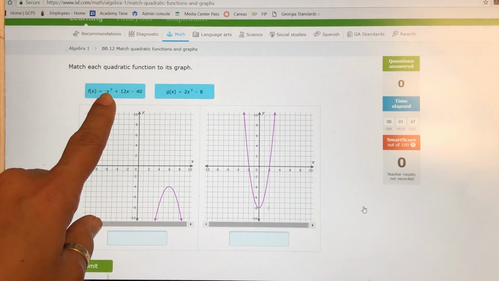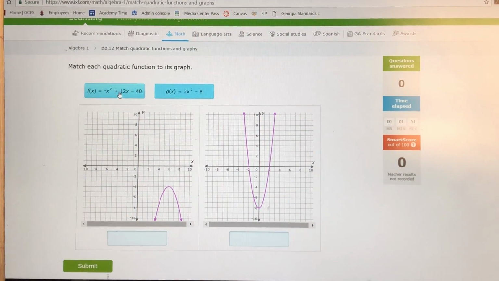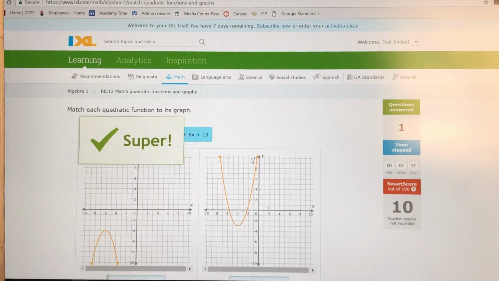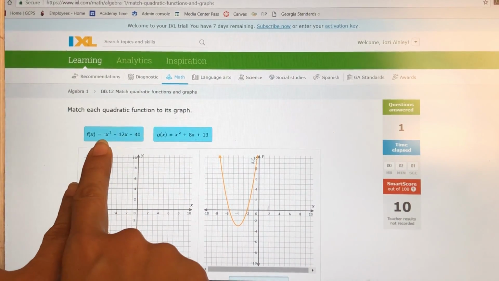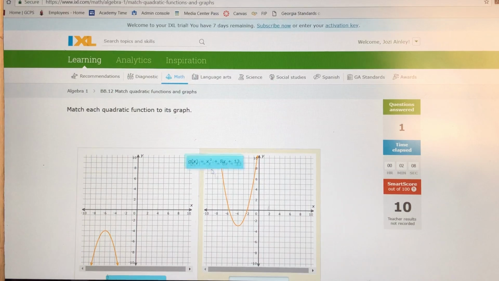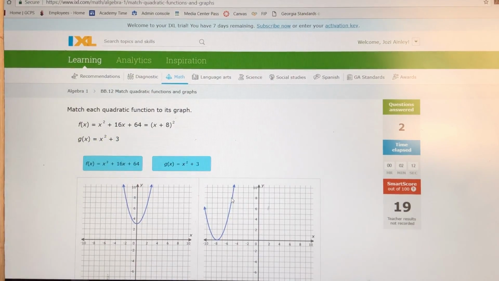So if this is negative, it opens down. Which graph opens down? This one does. So I don't even have to graph it. I could just drag this right there, and then this one is positive, so it has to be that. So a little common sense with the information that we've learned so far. Same thing here. That's a negative outside, so that's going to open down. So that has to be this one. And this is positive, opens up. That has to be that. Okay, so a lot of this, we're just going to use some common sense.